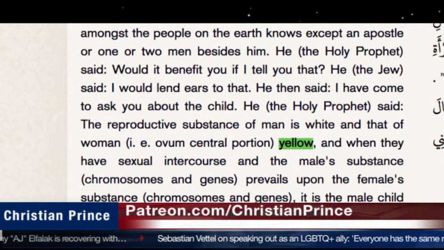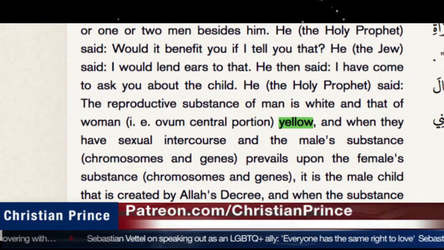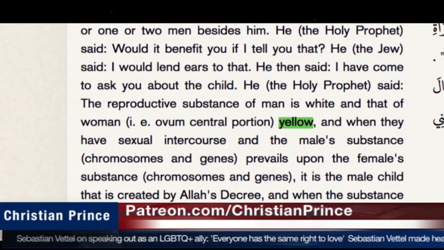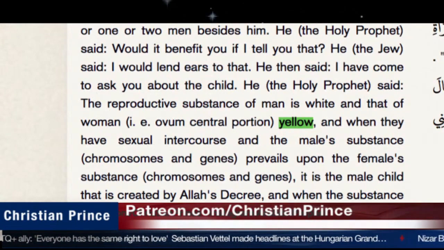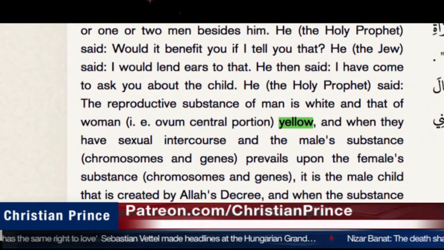And when they have sexual intercourse and the male substance prevails upon the female substance, it is the male child that is created by Allah's decree. And when the substance of the female prevails upon the substance contributed by the male, a female child is formed by the decree of Allah. The Jew said, "What you have said is true. Verily you are a messenger."